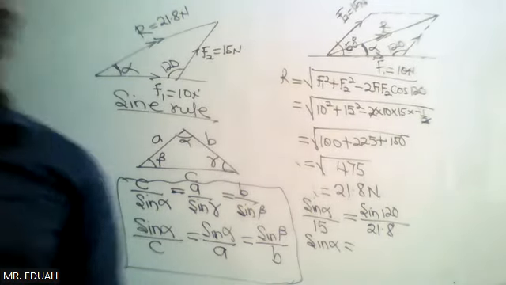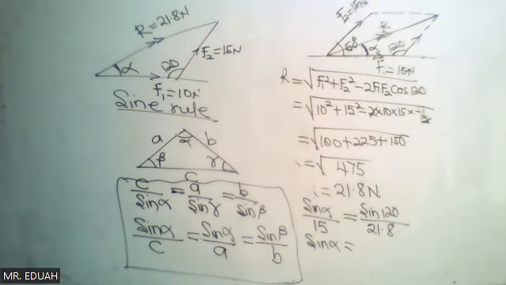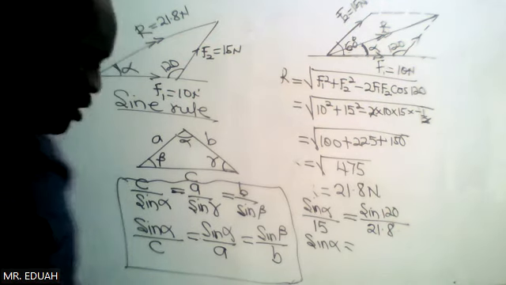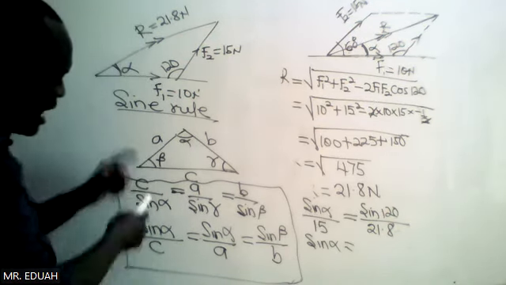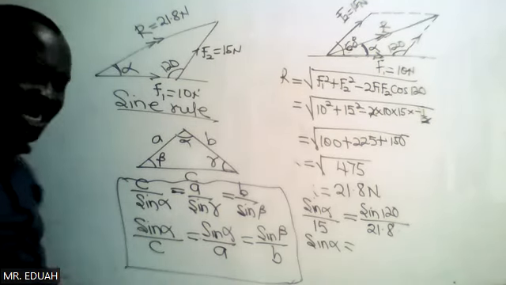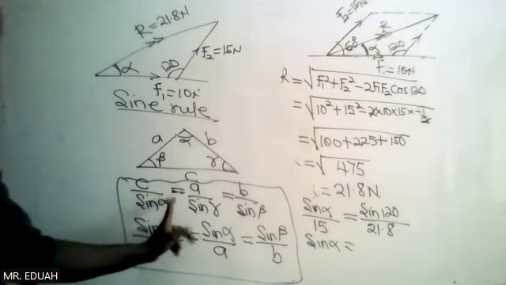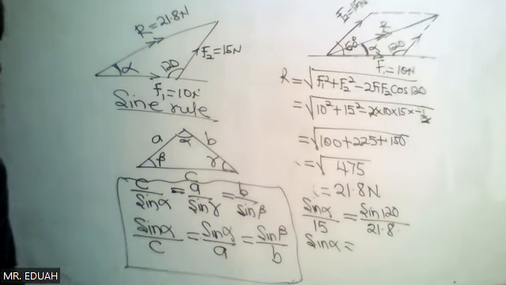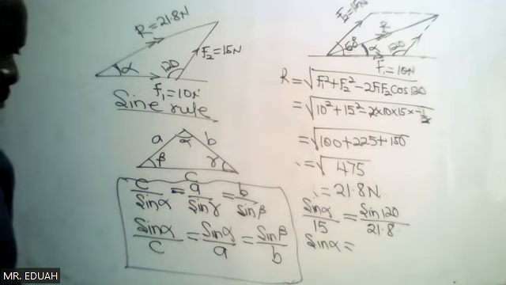Sine alpha will be equal to... Mr. Adrian, hello. Please, the rules you've given, does that mean you can interchange it? Oh, what I'm saying is yes, either the side over the sine of the angle or the sine of the angle over the side. That's why I've given you the two different forms. Okay, thank you.